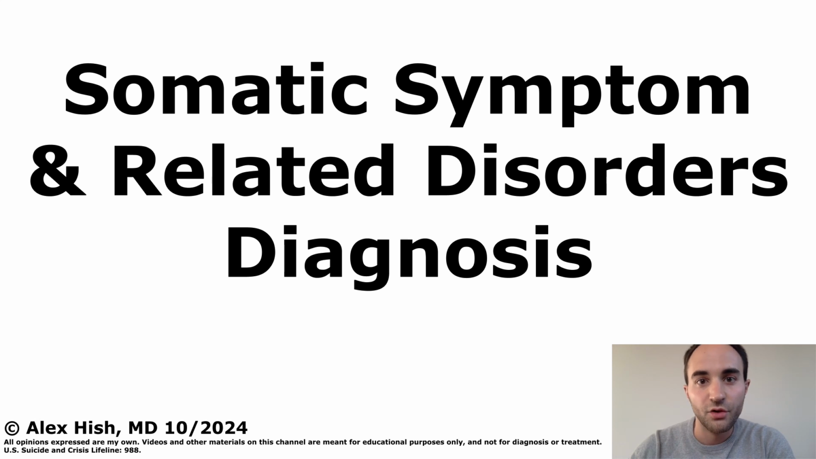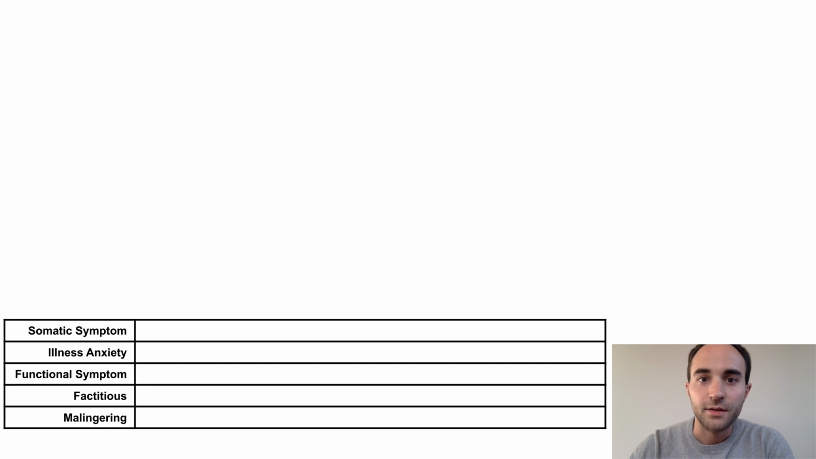This talk is an overview of the diagnosis of somatic symptom and related disorders. This talk will review the diagnoses in the somatic symptom and related disorders chapter of the DSM-5, along with additional related concepts. These disorders all have in common somatic symptoms, also known as physical symptoms, associated with psychological factors. These disorders include somatic symptom disorder, illness-anxiety disorder, functional symptom disorder, factitious disorder, and malingering.